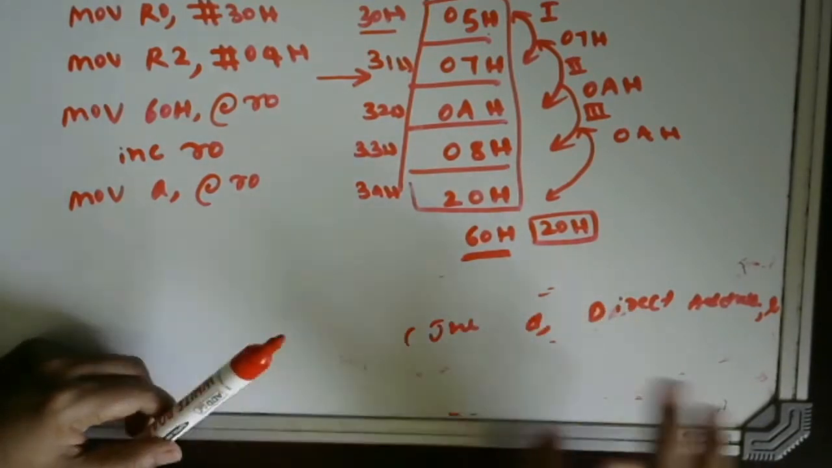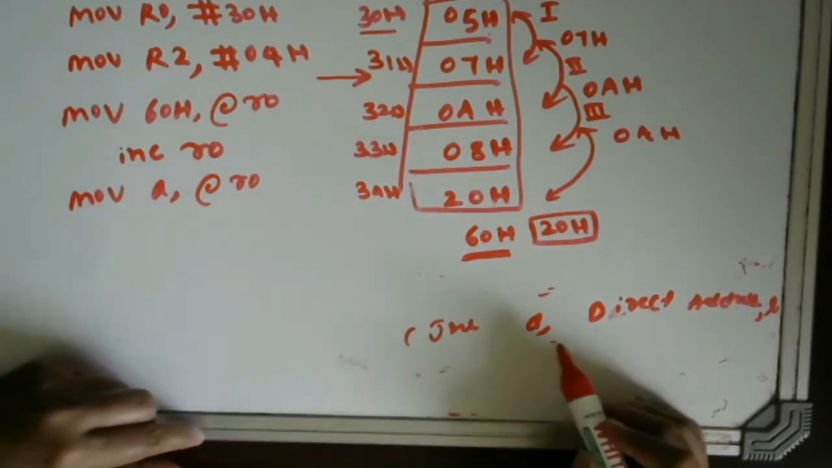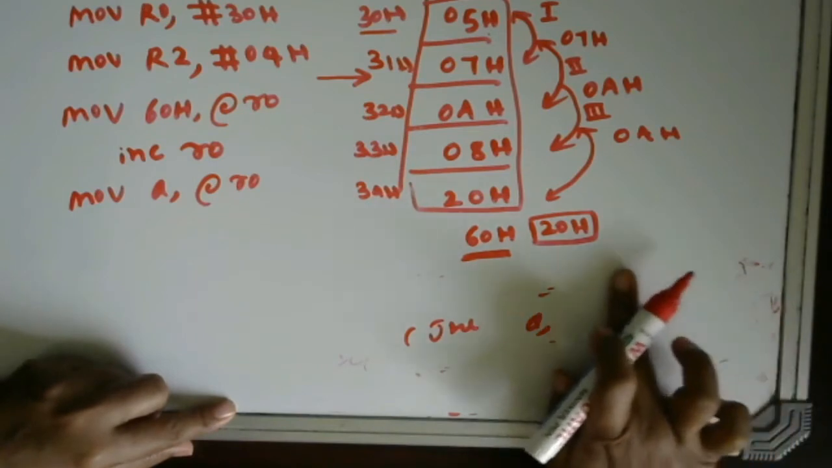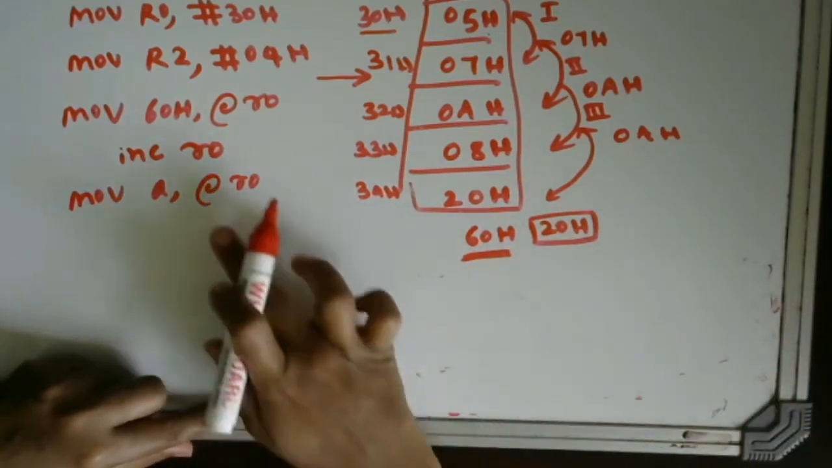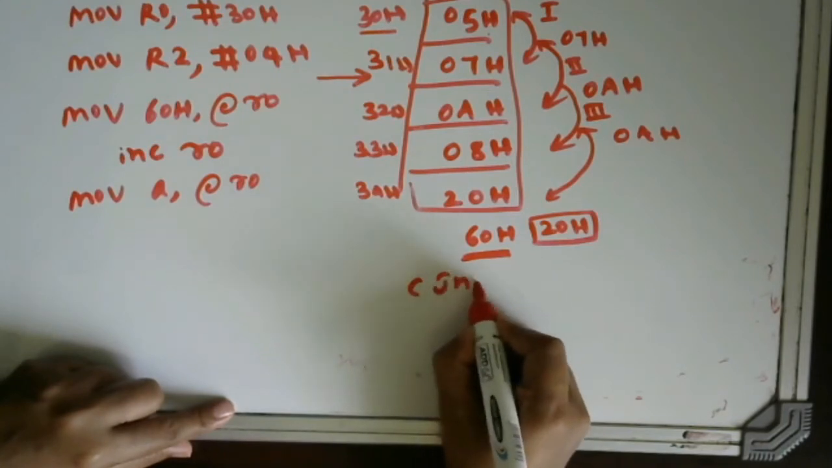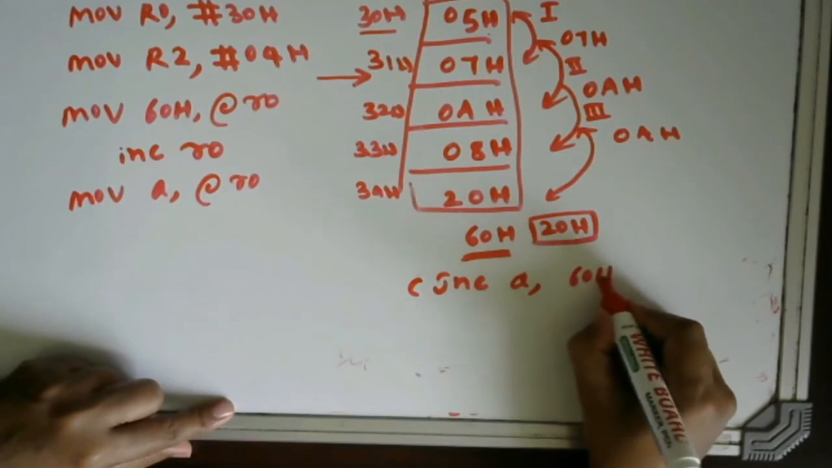That is CJNE A comma direct address. So here we can take any address. So in my example, I am taking it as 60H. So that is CJNE A comma 60H label.